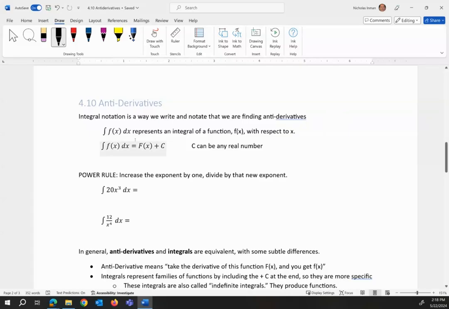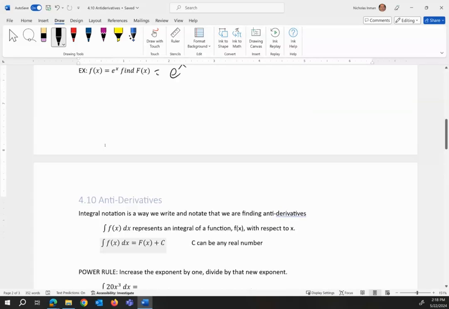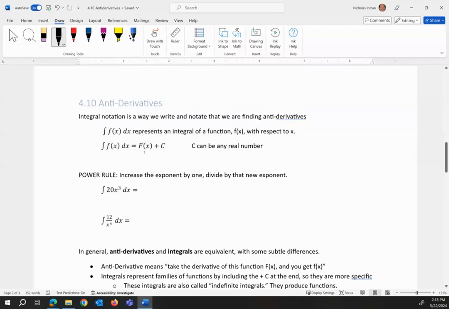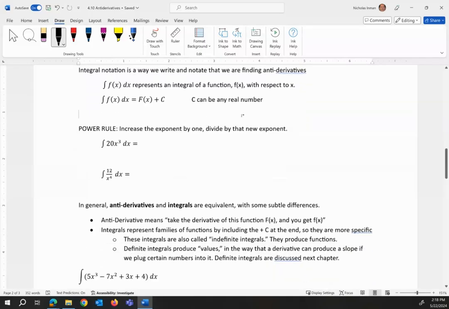Now, whenever you do an integral versus an antiderivative, we put this extra little plus C at the end. The general idea is that the plus C is just some constant. It could be any number whatsoever.